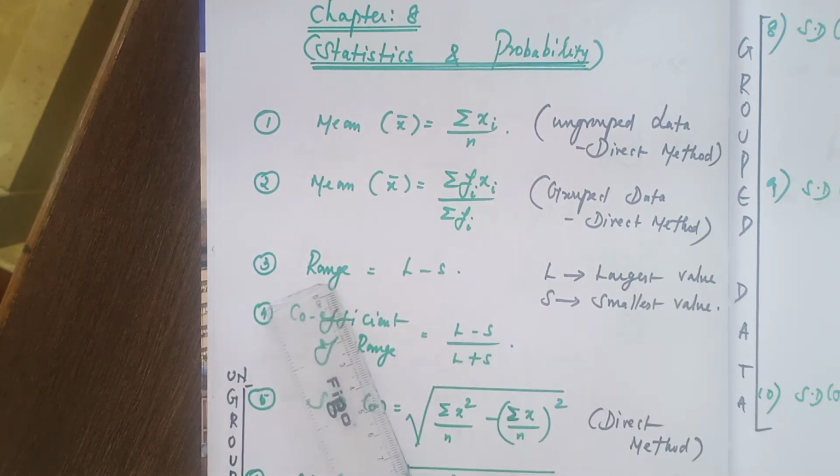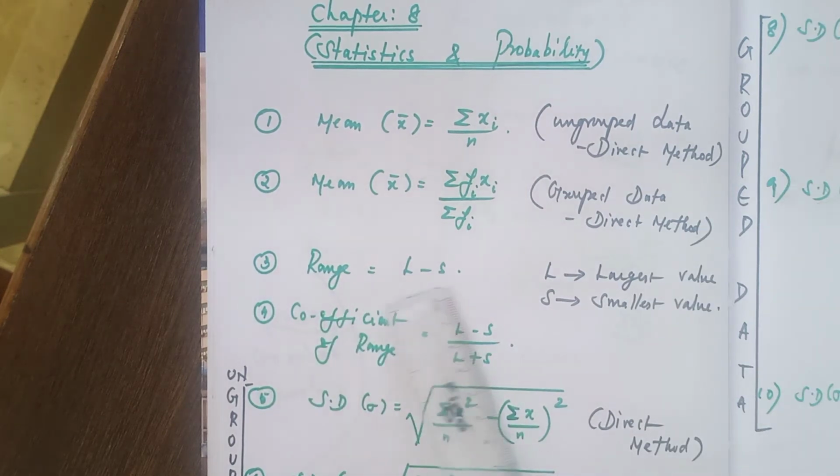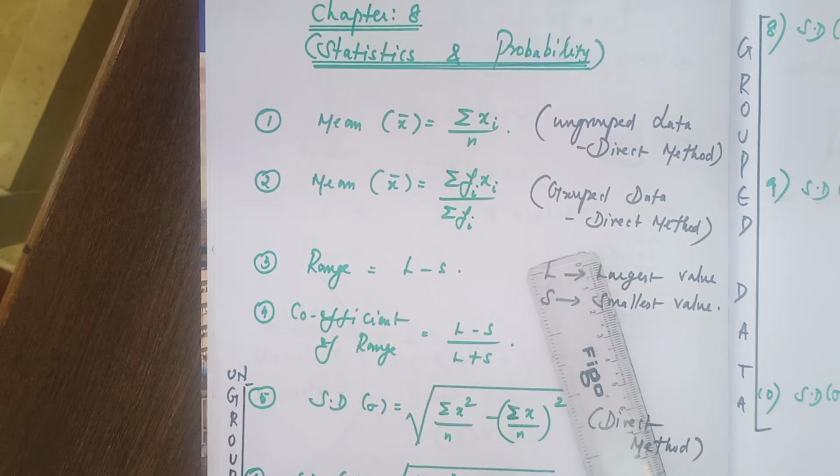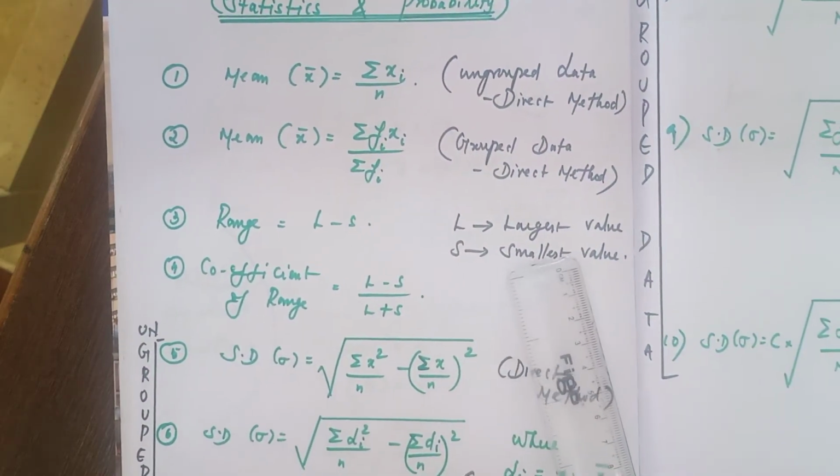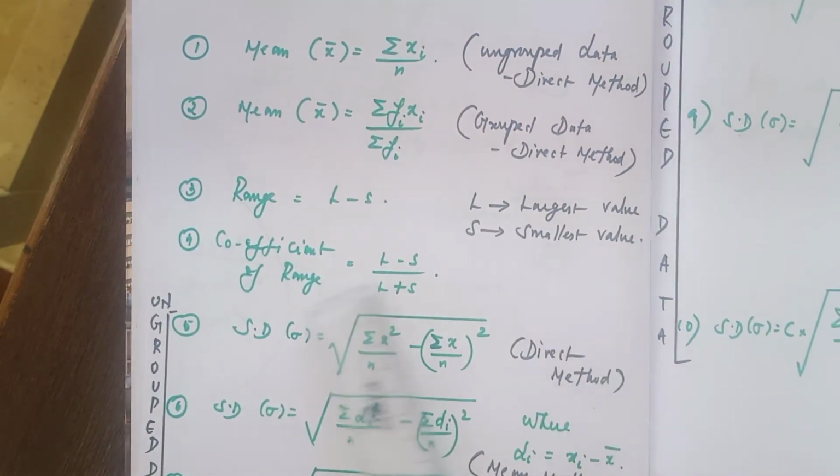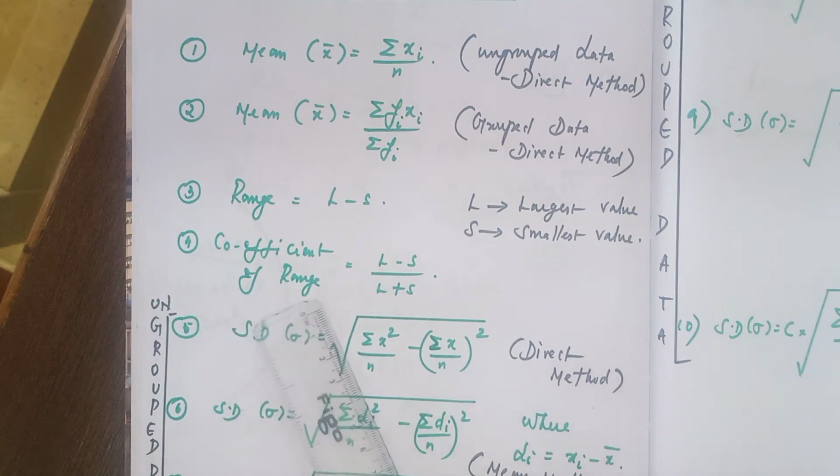Third one, range formula. L minus S. L refers to the largest value, S refers to the smallest value. And fourth formula, coefficient of range, that is equal to capital L minus S divided by capital L plus capital S.